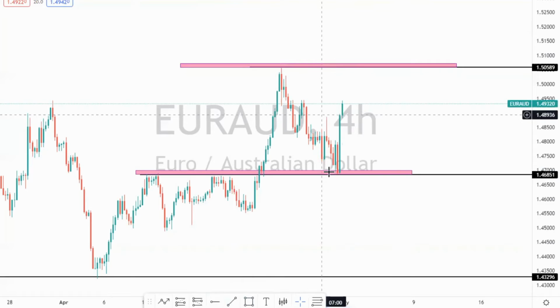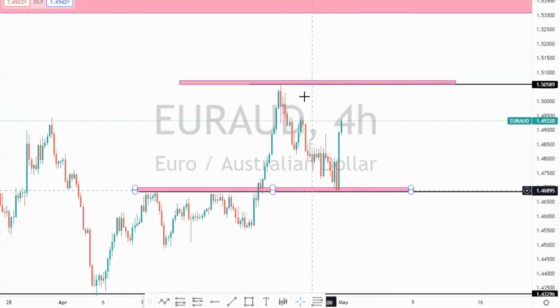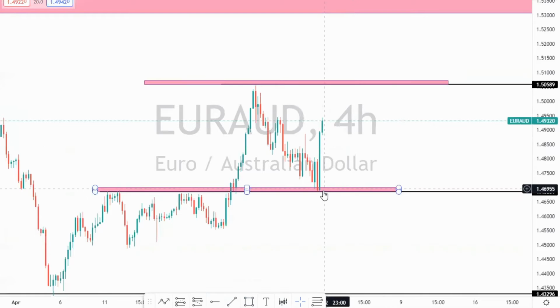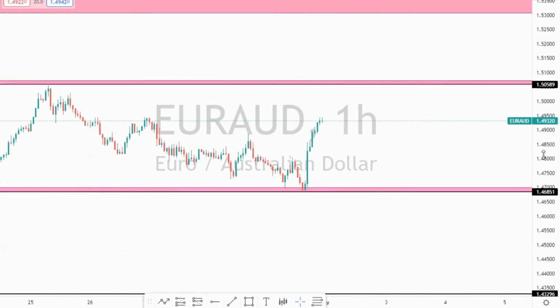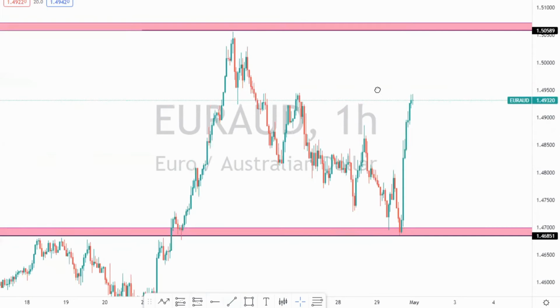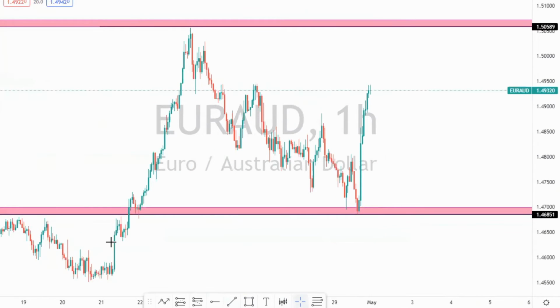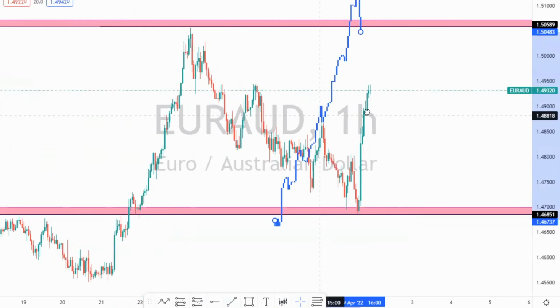So after identifying my support and my resistance on the 4 hour, listen guys, now I can say that I'm going to switch the time frame to 1 hour, because we want to see what's being presented. On the 1 hour, one thing that I'm seeing is that this was our previous impulse, right? This was our previous impulse.